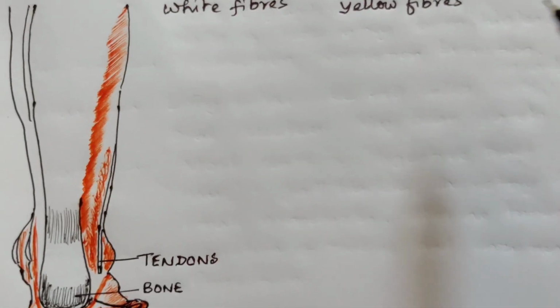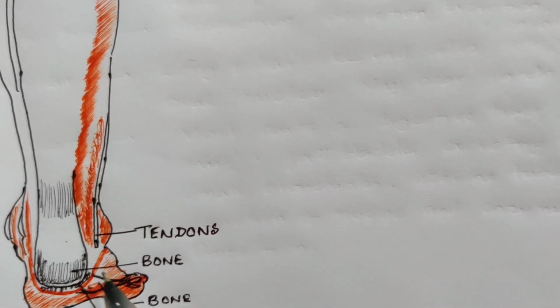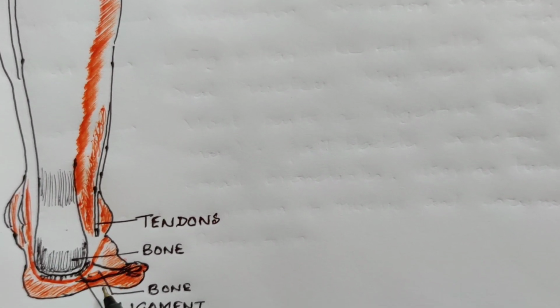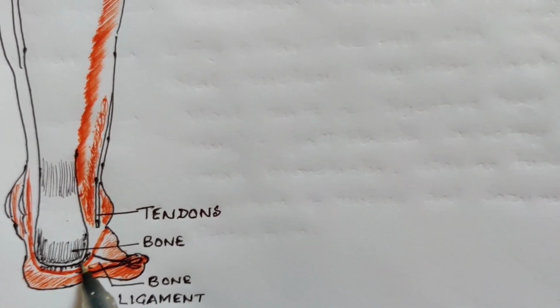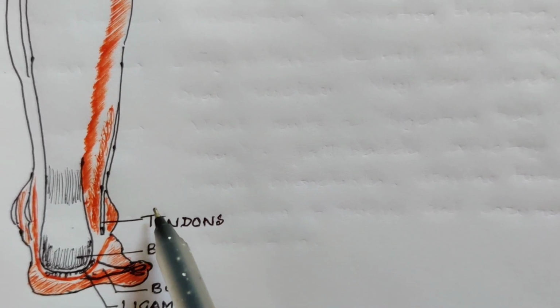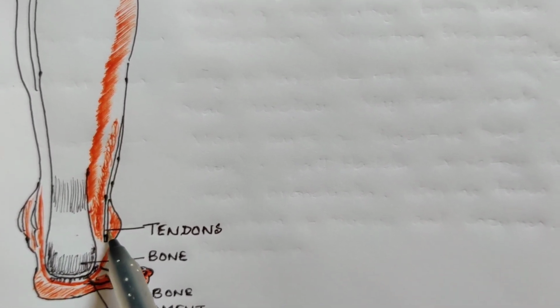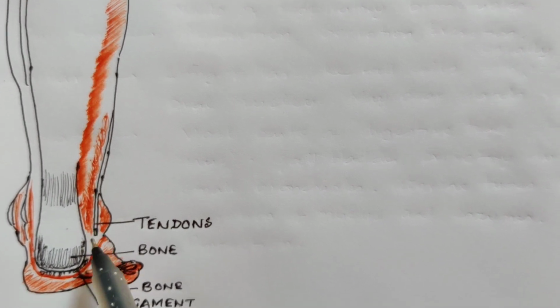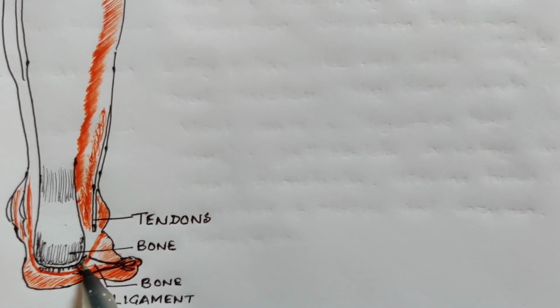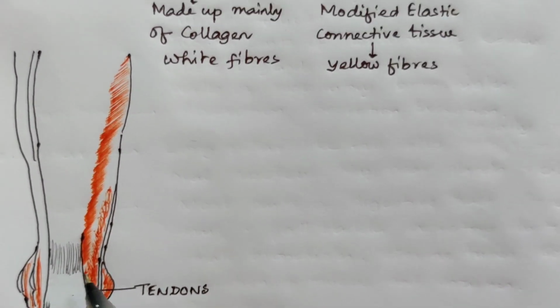Now you can see one leg being shown here. These are the two bones, this one and this one. These two bones are connected by a ligament over here in between. And this is the muscle and this is the bone. In between the muscle and the bone you can see the tendon. The tendon joins bone to muscle and ligament joins bones to bones. Is it clear?